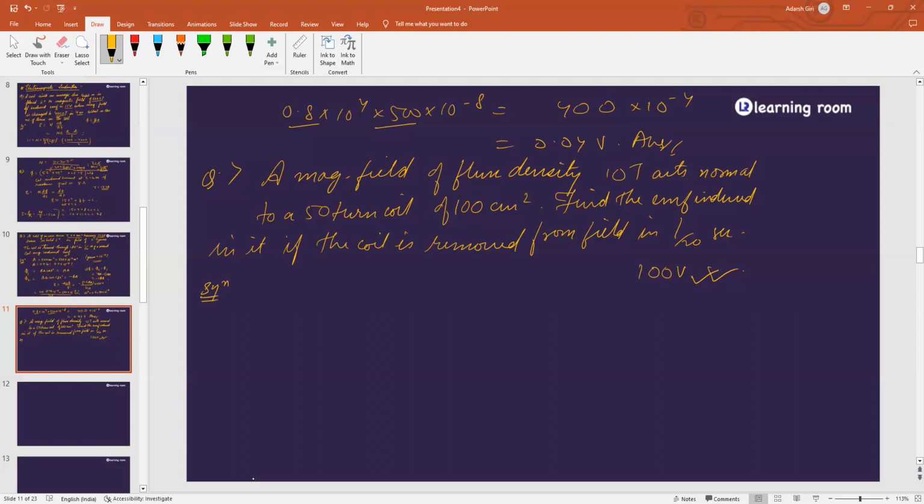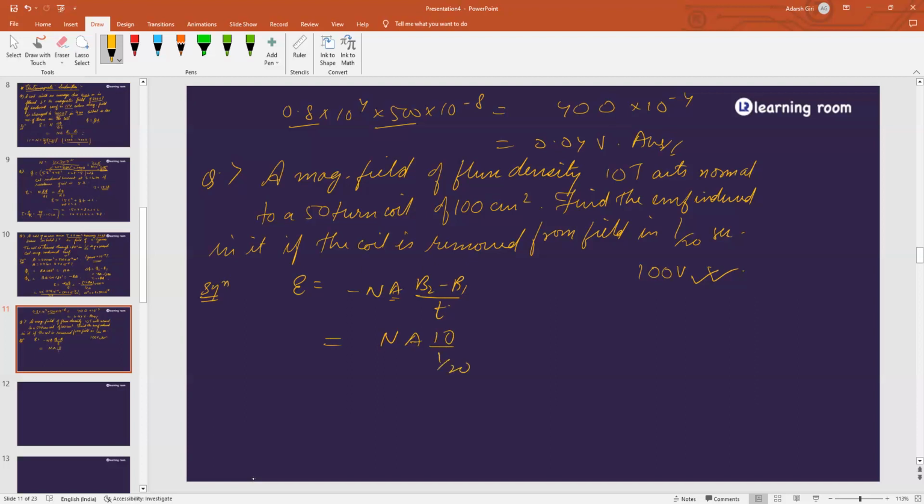Basically, what you have to do in here, EMF is equal to minus N into A into (B2 minus B1) upon T. Because A is not changing, we have taken it out of the change pattern. Finally, our magnetic field is going to be 0, and initially it was 10 Tesla. So it will be N into A into B2 is 0, B1 will be 10, so minus minus plus, into 10 upon T.